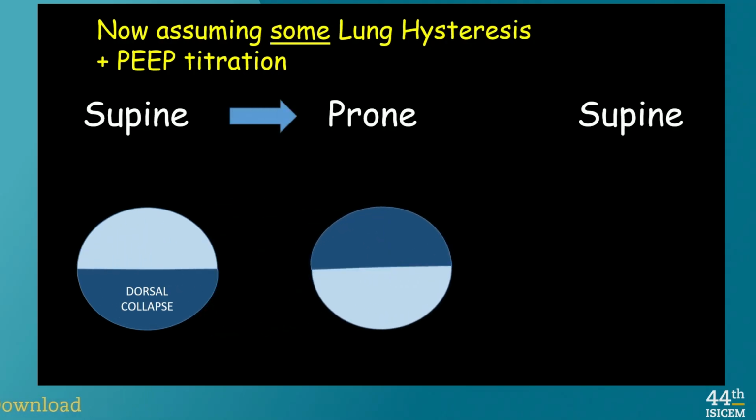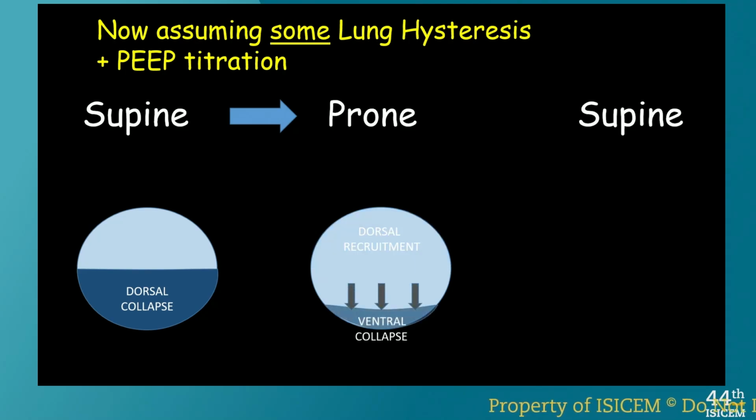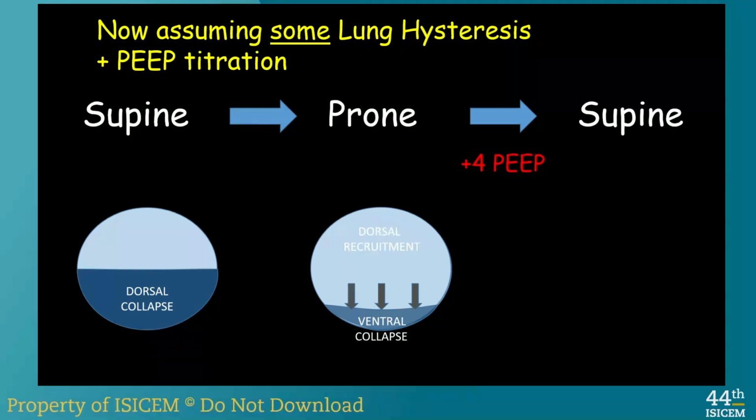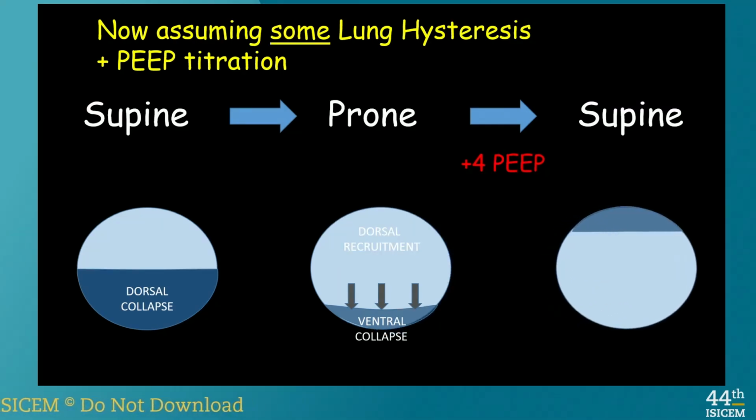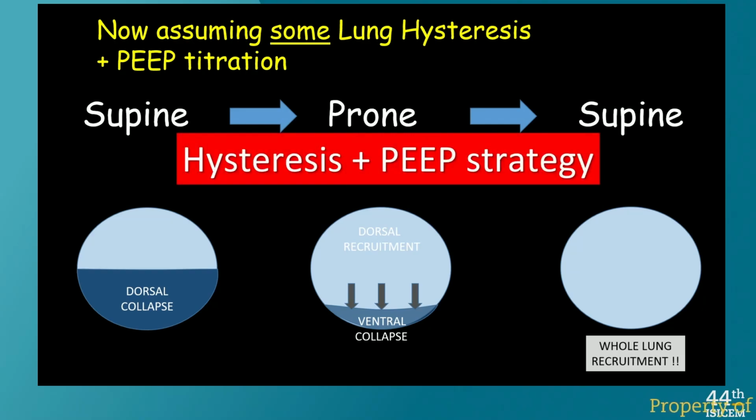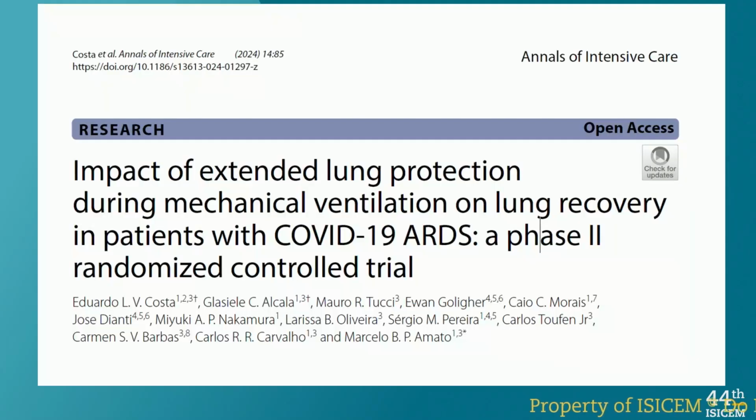You turn to prone. The first thing is because of lung hysteresis, and you can titrate PEEP again, you are going to have dorsal recruitment and maybe a little bit of ventral collapse. And now, if you're smart enough, you titrate again. For instance, I like to increase PEEP first and then decrease again, optimizing later. If you increase PEEP again, you are going to recruit the ventral region, and now we are not going to have dorsal collapse again. So by doing this strategy, you make use of hysteresis and a good PEEP strategy.